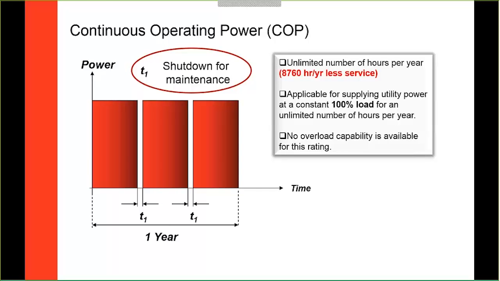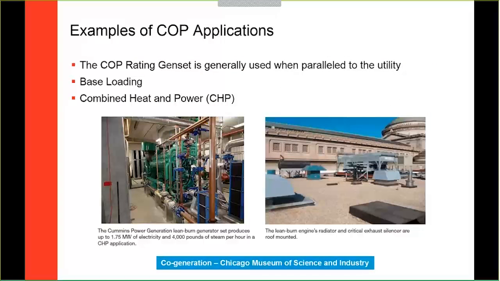However, the big difference is this tends to run at 100% of the generator set's rating every time it runs. So again, this is going to be things where you may be base loading, where you want to limit the amount of power that you're importing from the utility. You may also have another opportunity for running the generator set, something like combined heat and power, where you're using generator set excess heat to generate steam or other needs for the facility.